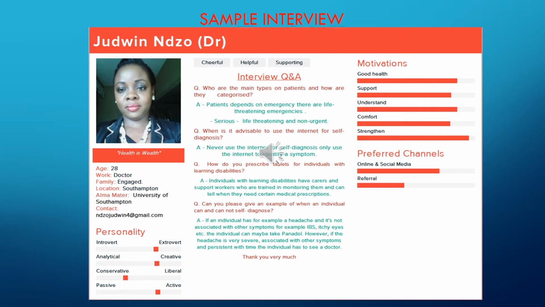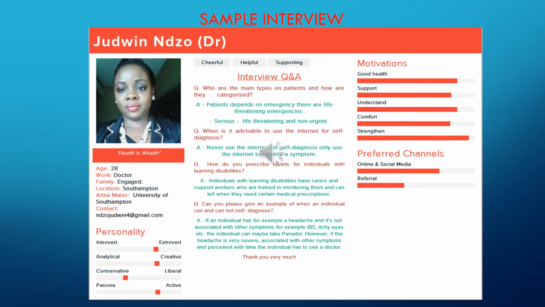Those are non-urgent patients. And the second question I asked was, when is it advisable to use the internet for self-diagnosis? For example, someone has a headache, so when is it advisable to use the internet to search for tablets and prescriptions that the individual can take? And the advice she gave was that it's never a good idea to use the internet for self-diagnosis. You only use it to check for symptoms that are related to the predicaments the individual is facing.